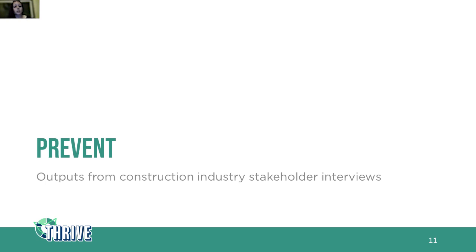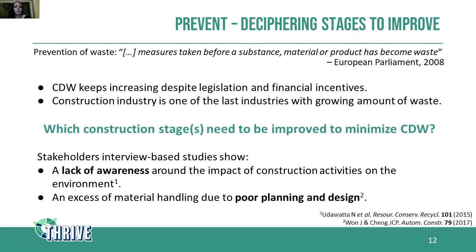So first, prevention. Here I'll show the output that comes from different studies based on construction industry stakeholders' interviews. The European Parliament has defined the prevention of waste as the measures that are taken before a substance, a material, or a product has even become a waste. The construction industry keeps increasing its amount of waste despite legislation and financial incentives. This is pretty much one of the last industries around the world that still has a growing amount of waste each and every year.